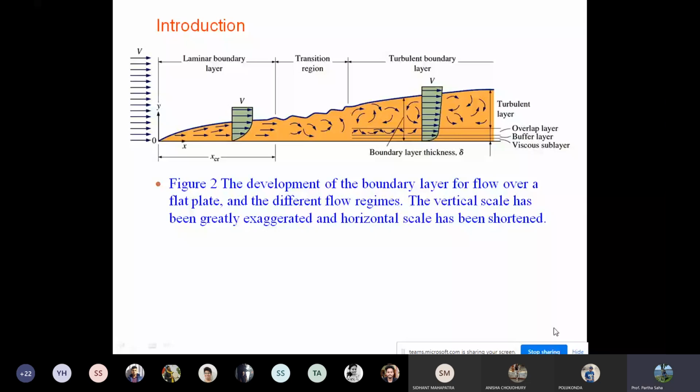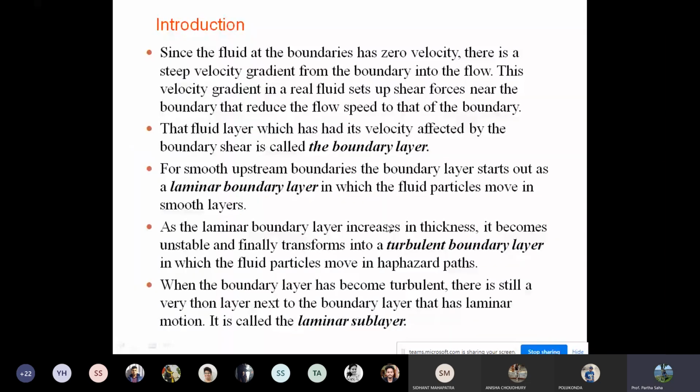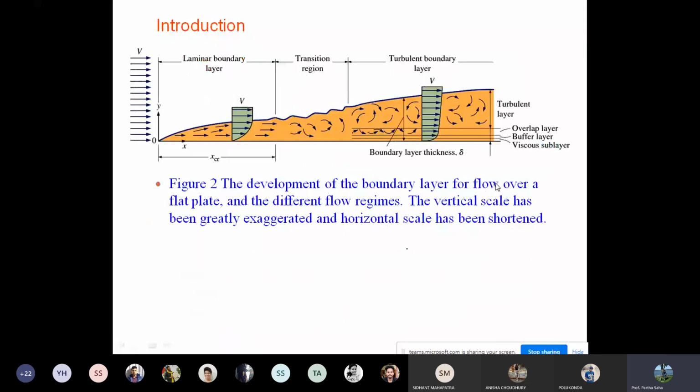Those definitions are given in these slides. You can look into them and read all the definitions for boundary layer, laminar boundary layer, turbulent layer, and laminar sublayer, which I have already explained. This schematic diagram is very important to understand the boundary layer concept.